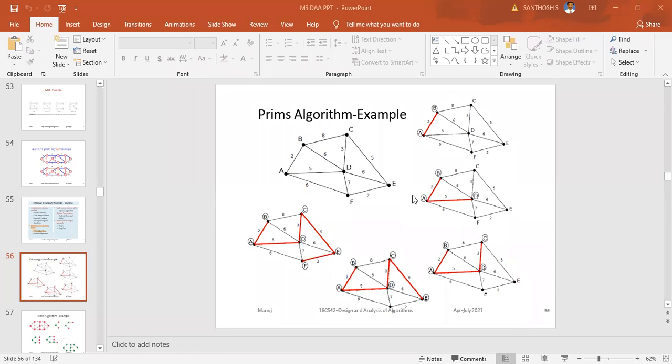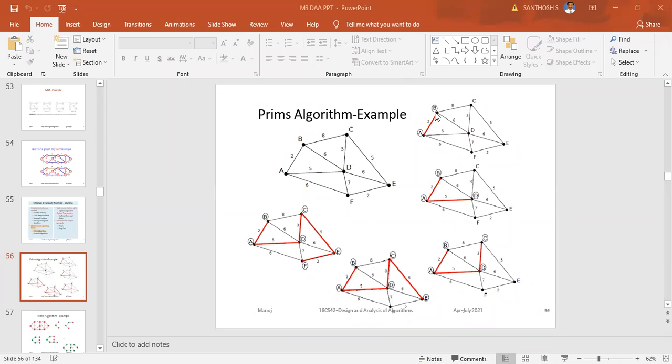Now you start with A. From A, which is the path having the least cost? But here in our example, we have considered B as the source node and F as the destination node. We have started from B. Actually it should start from A only, but for a change, we have taken it as B.